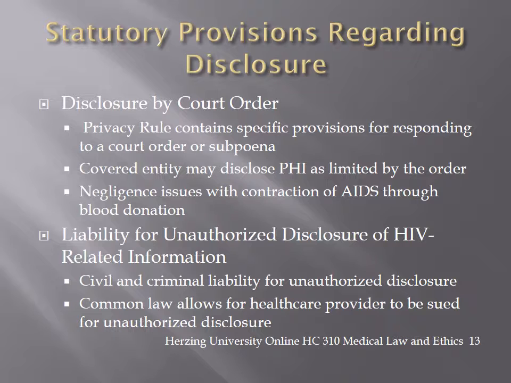Statutory provisions regarding disclosure. Disclosure by court order. The privacy rule contains specific provisions for responding to a court order or to a subpoena. The covered entity may disclose PHI as limited by the order being mandatory. There is some question as to whether or not the name of a blood donor can be disclosed. If the agency does not, this may be construed as negligence on the part of the agency.